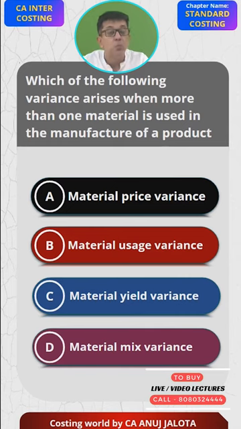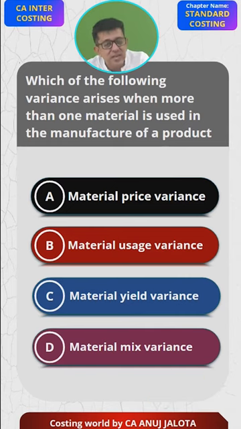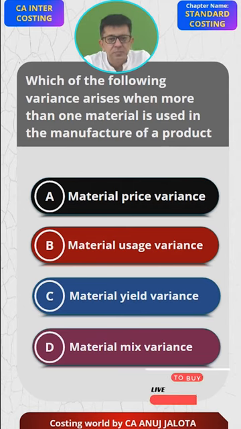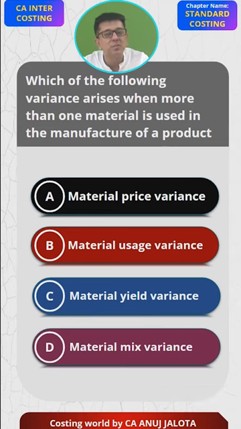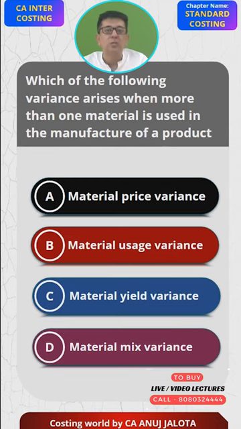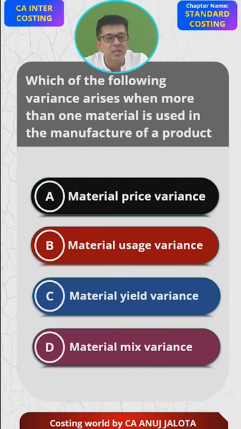But if there is more than one material, the variance that comes is basically mix variance. How do you compute material mix variance? Mix variance is for actual consumption, what should have been the breakup of the materials and what was the breakup. That variance can only be coming if there is more than one material. If there is no material, there is no mix, there is no ratio as such.